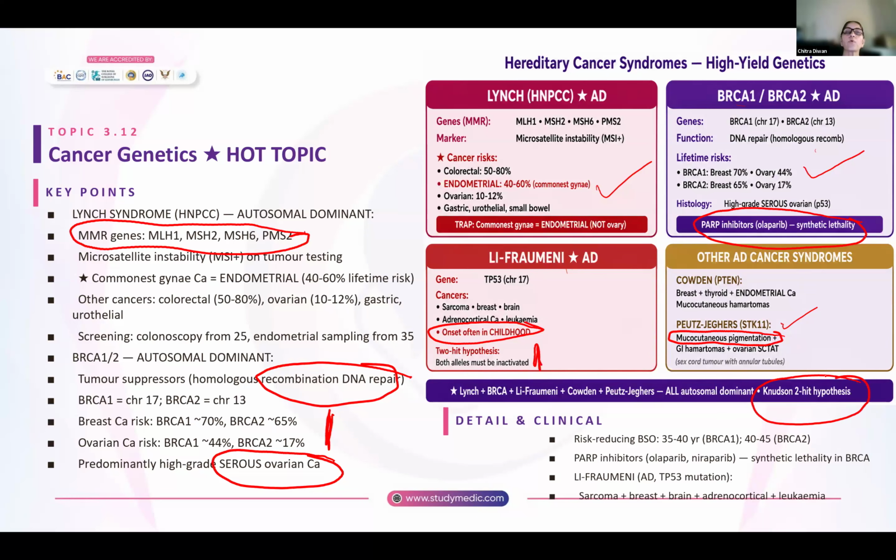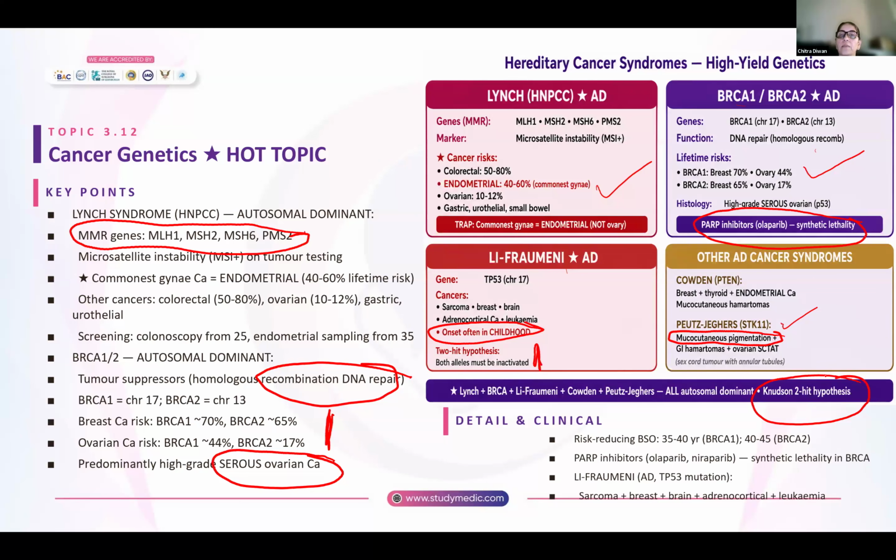So other things that you have to remember for those who have a defect in BRCA1 and BRCA2, you can offer them risk-reducing bilateral salpingo-oophorectomy. Once the family is complete and you do a salpingo-oophorectomy, it reduces the risk of ovarian cancers by almost about 96%. There is a 4% chance of primary peritoneal cancers being present.